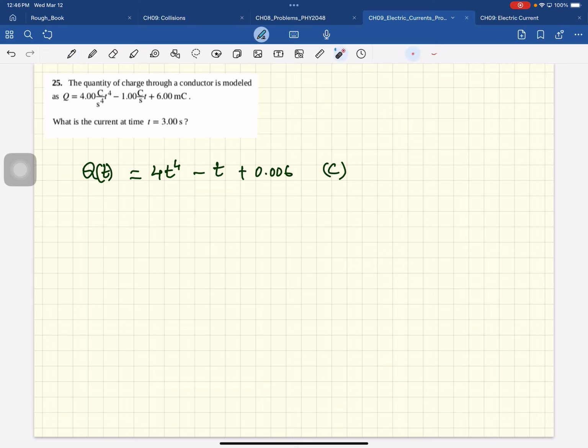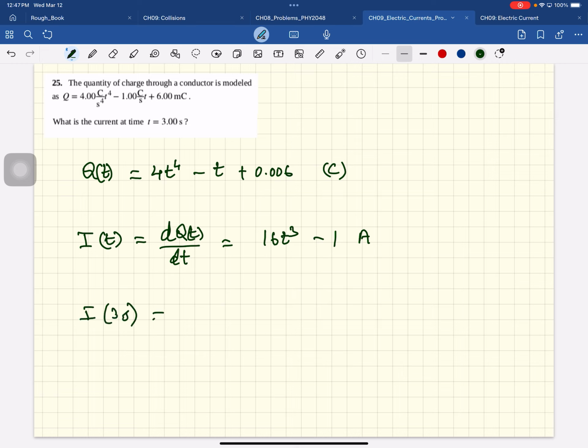They ask you, what is the current at time t equal to 3 seconds? Current at any time is the rate at which charge is flowing. Okay, so it's 16 t cubed minus 1, and that'll be coulombs per second, which is amperes. And you want to find it at 3 seconds. So 16 times 3 cubed minus 1.